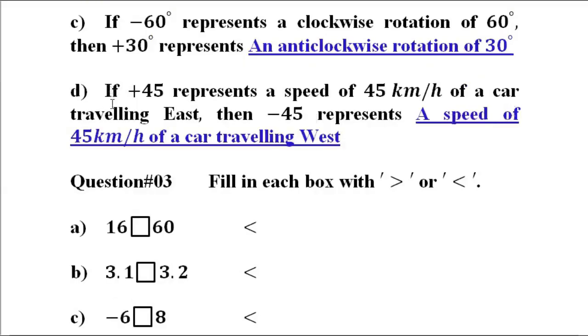Fourth part from this question is, if positive 45 represents a speed of 45 kilometers per hour of a car traveling east, then negative 45 represents a speed of 45 kilometers per hour of a car traveling west. Since west is opposite to the east, therefore negative 45 is opposite to positive 45. Thus, the answer is a speed of 45 kilometers per hour of a car traveling west.